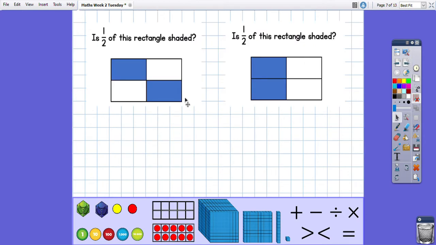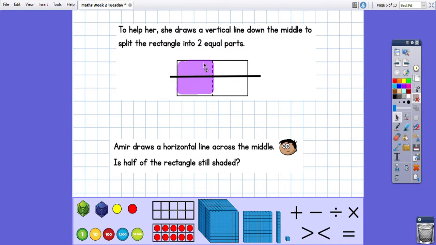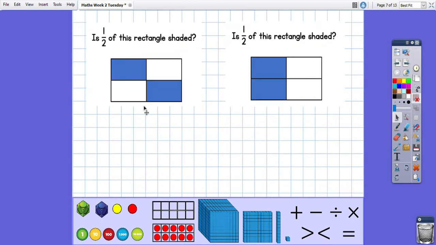Is half of this rectangle shaded? So think about it. Looking at this rectangle, you've got 2 out of the 4 shaded, and here I've got 2 out of 4. It does not matter what parts you shade as long as it is equal groups. So I've got 2 white and 2 blue out of 4. And the same with this rectangle. I've got 2 blue and 2 white. So both of these rectangles have got half shaded.